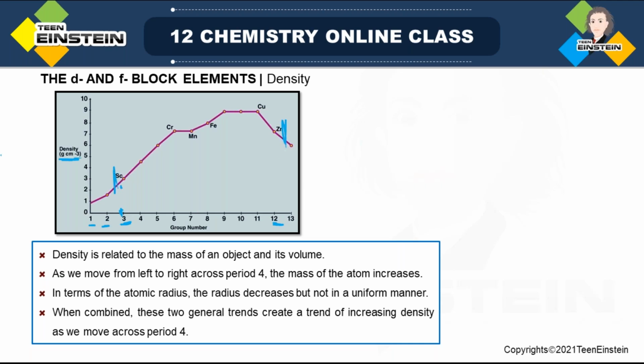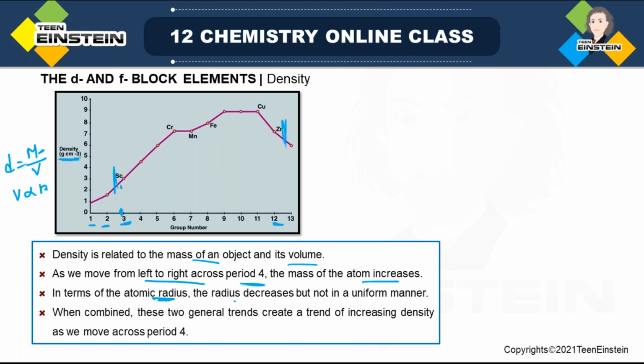Scandium, zinc. Now density means mass per unit volume. Volume is directly related to radius, so when r is increasing, volume is also increasing. Density is related to the mass of an object and also its volume. Now just consider period 4, that is the first transition series. When we move left to right across the period, the mass of the atom is increasing because atomic number is increasing. That means the numerator, M, is increasing. Next we have to consider volume, which is related to radius.